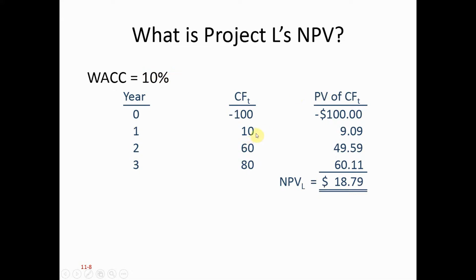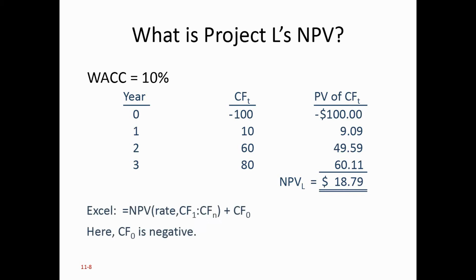Okay, so you discount $10 by 1 year, you get 9.09. You discount $60 by 2 years with a 10% rate, you get 49, and $80 discounted for 3 years with a 10% rate, you get 60. And then you add all these cash flows together. It's okay to do that because every dollar amount here is in today's dollars. It's on the same page. So you got a positive NPV, and you would accept that project just because NPV is greater than 0.